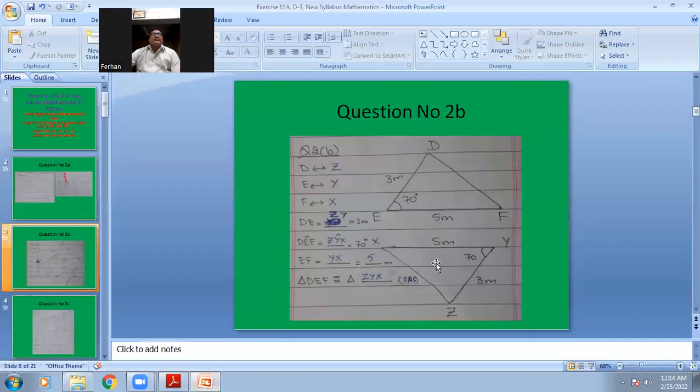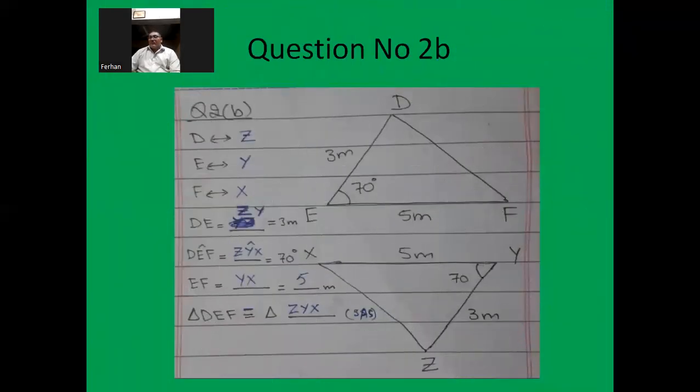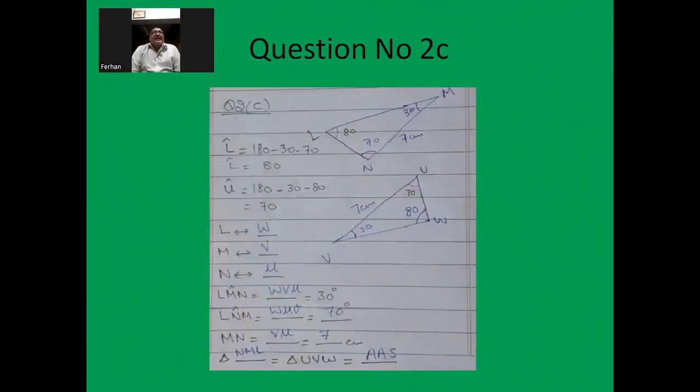Let me show you my solution. So the angle L you found, and then the angle U we have found, and the L will have the correspondence with the W. M will have the correspondence with the V, and the N will have the correspondence with the U. So that angle LMN is equal to the angle WVU, and the reason is, I have not put a cap on that. So cap on them. Okay.